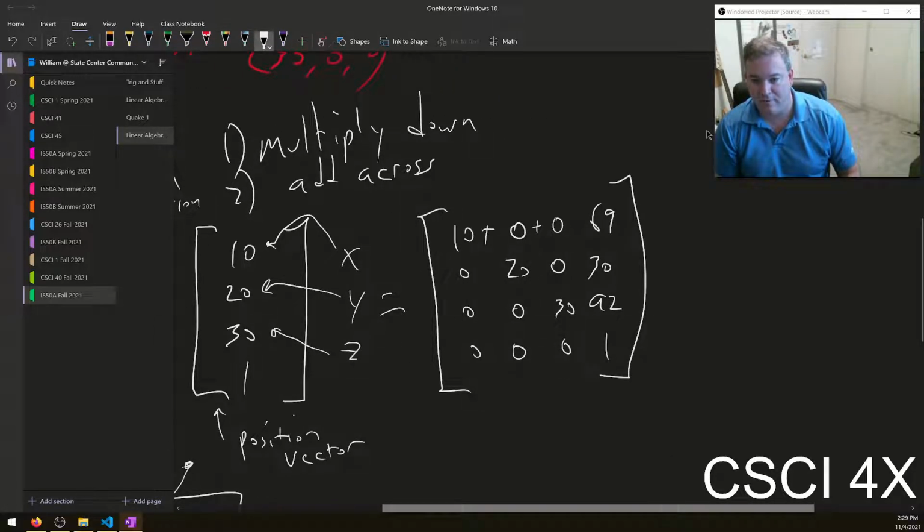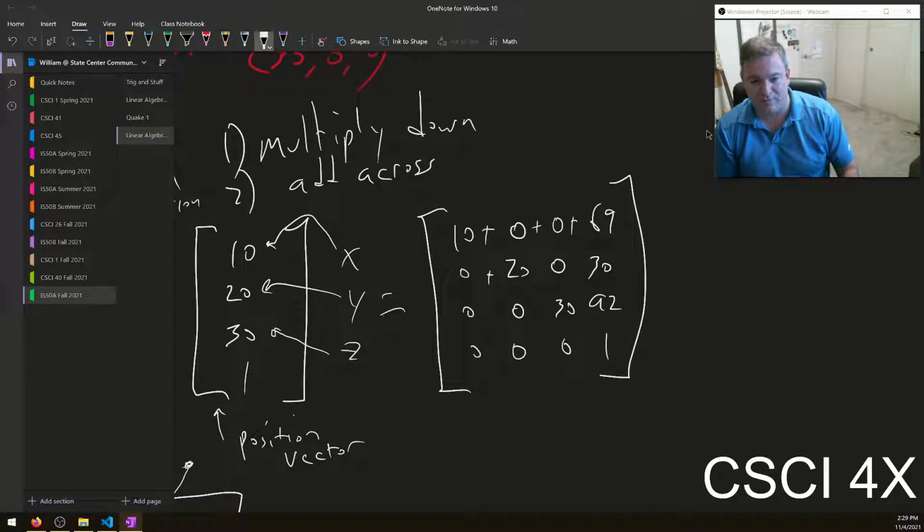It's 10 plus 0 plus 0. And do you see where the translation by 69 is coming from? So 10 was our original position, and it's moving right.